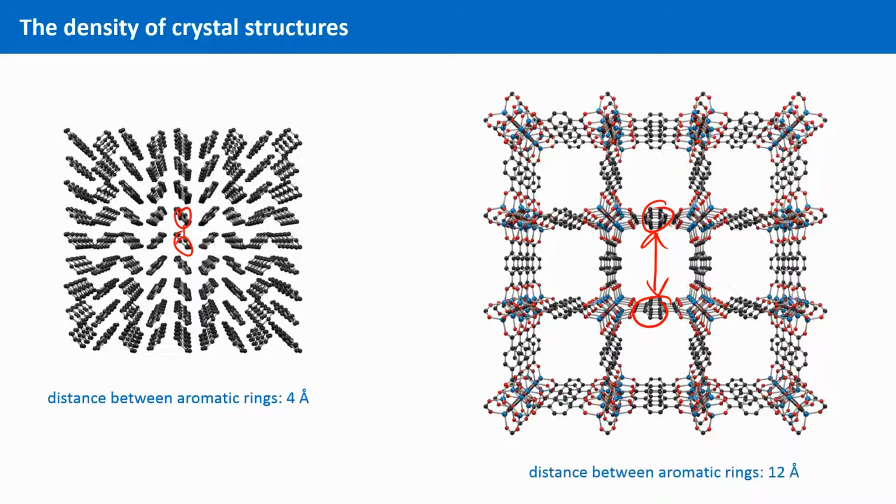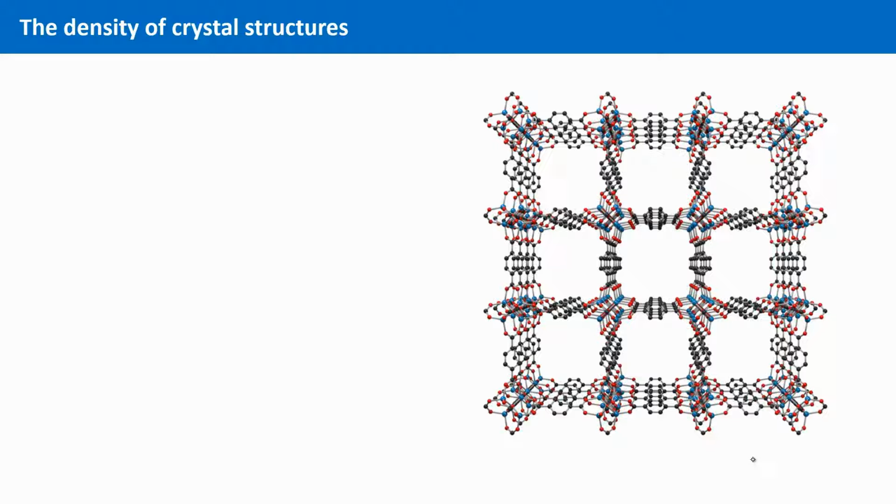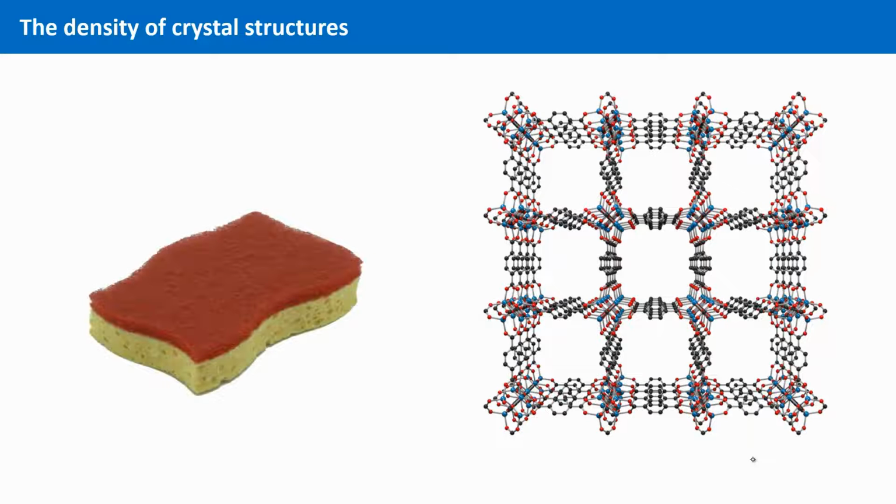The difference between those two structures lies here. Obviously, there is something holding the benzene rings apart. Compounds like these are porous. You can think of them as sponges with very tiny holes. In most MOFs, these holes are typically 5 to 30 angstroms in diameter. And it's this existence of holes that makes the MOFs special.